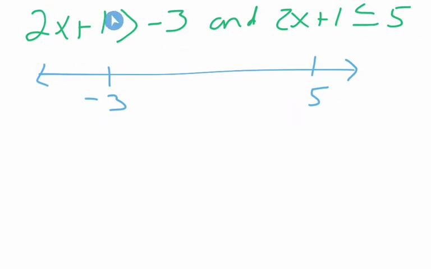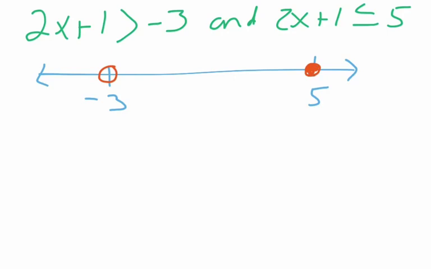And this quantity, 2x plus 1, is greater than negative 3. So it's to the right of negative 3. And it's less than or equal to, sorry, positive 5, meaning it is to the left of positive 5. So it would be somewhere in here, greater than negative 3 and less than or equal to 5.